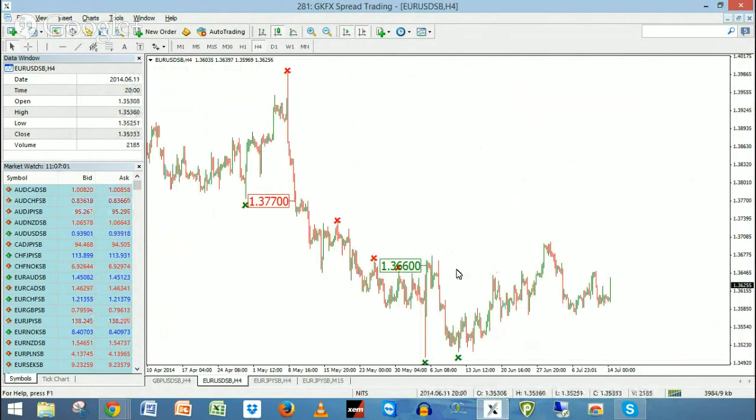Euro USD, we're long here. We had this new high here, moved the stop a little, and we're just waiting now. If this gets broken, then we can move the stop up to here.